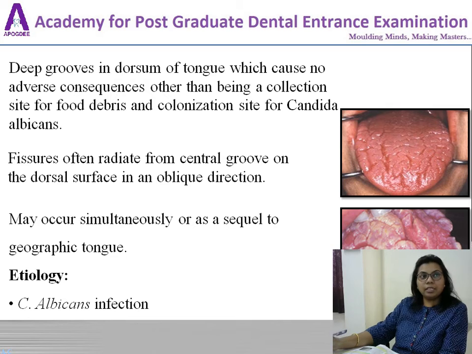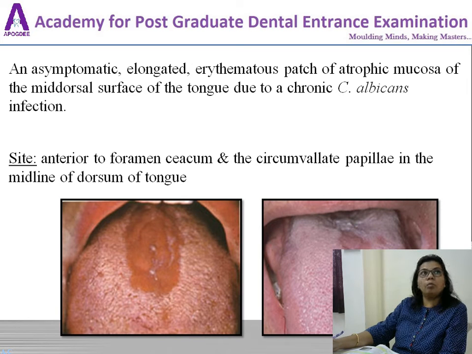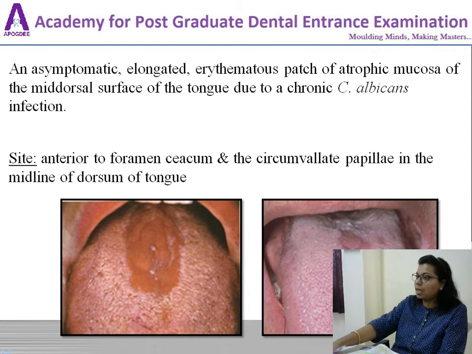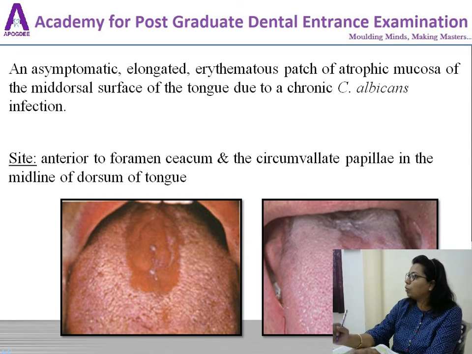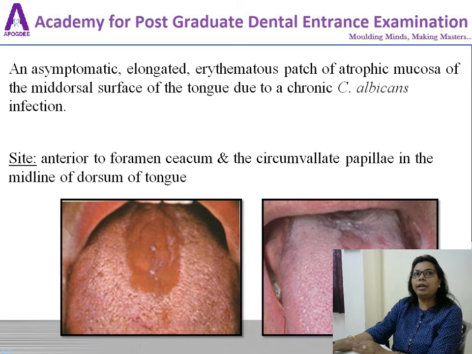Now coming to the next entity, which is median rhomboid glossitis. Now there are two schools of thought about it. Previously it was thought that the tuberculum impar remains at the same place and the fusion doesn't occur. So you have a diamond shaped area in the center which is devoid of any papillae. Nowadays the newer concept is candidiasis. Because of candidal infection, it leads to the formation of a depapillated area.